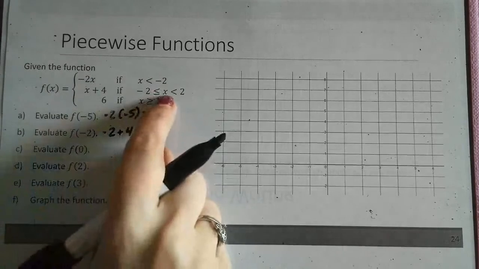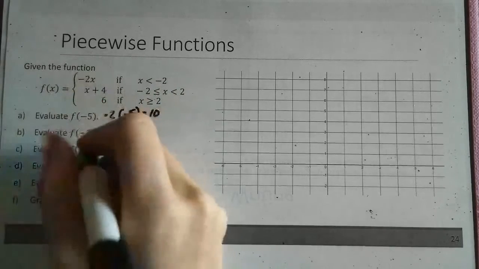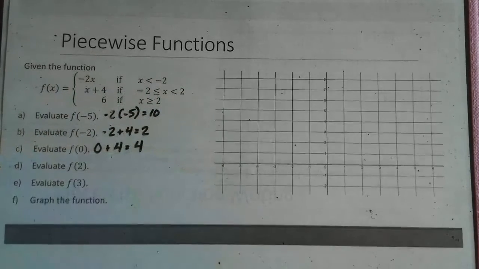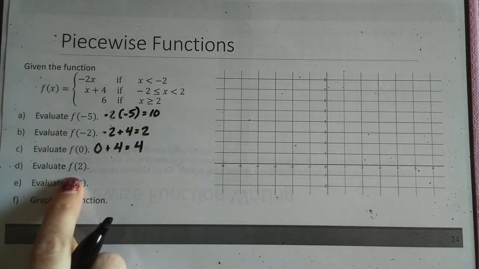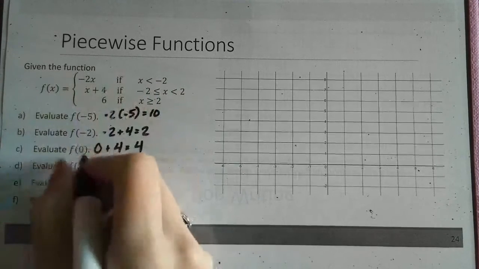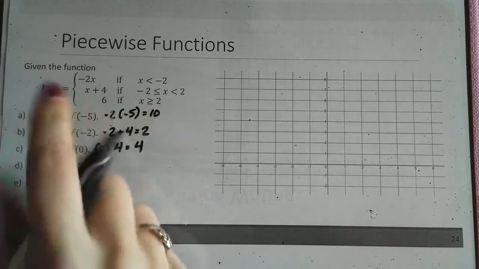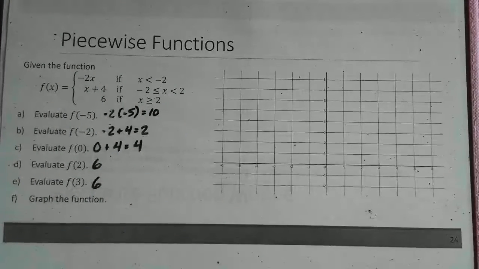F of 0, that puts us in the middle case again because we're between -2 and +2. If I plug in 0, I get 0 plus 4, which is 4. If I evaluate f of 2, then x is equal to 2. That puts us in this bottom case, which gives us 6. Then f of 3, again in the bottom case, we get 6. Finally, we want to graph the function.